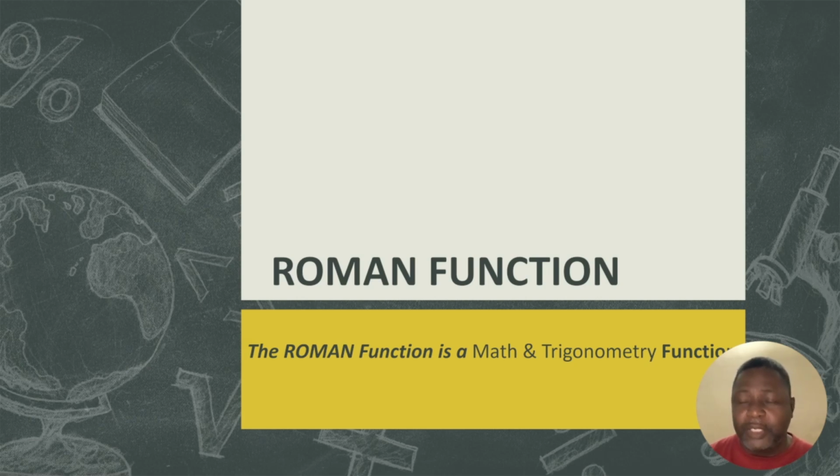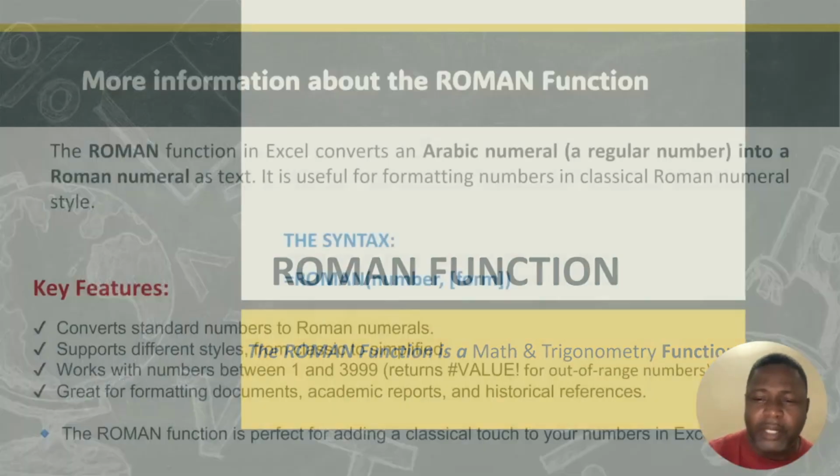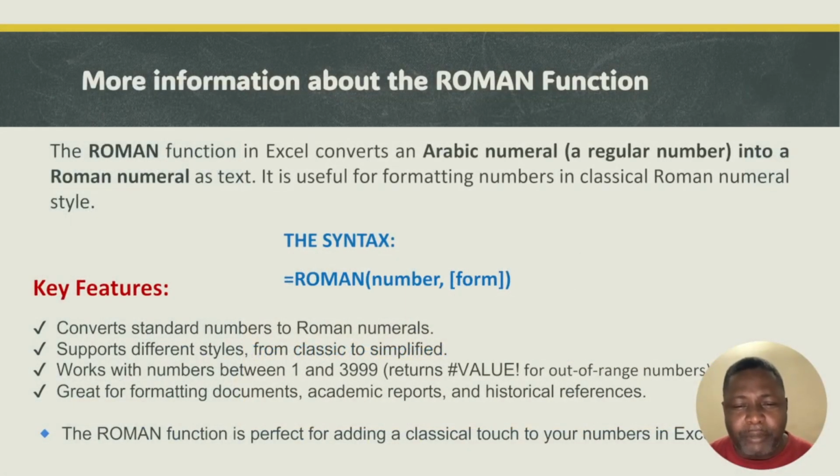In today's video, we are going to be looking at the ROMAN function. The ROMAN function is a math and trigonometric function, and it helps us convert an Arabic numeral, that is, the regular numeral, into a Roman numeral as text. This function is useful for formatting numbers in classical Roman numerals.